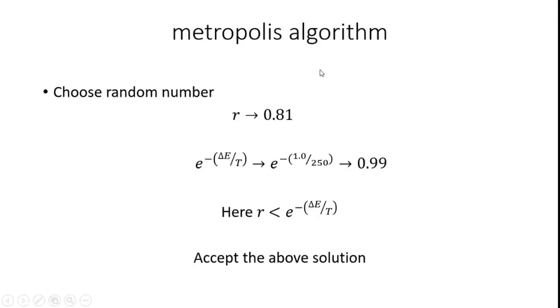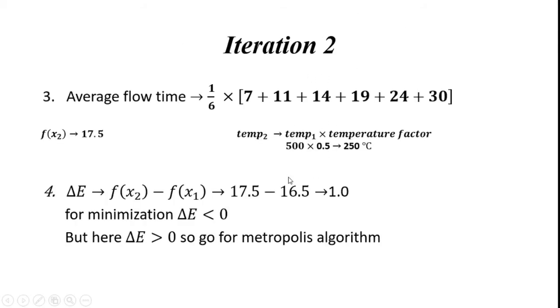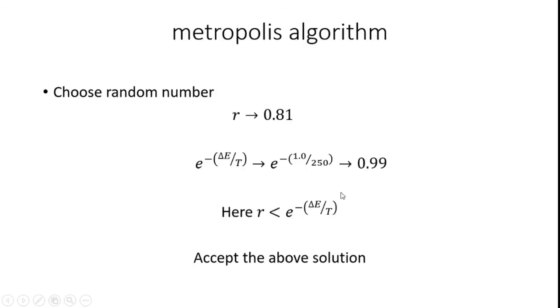What is the Metropolis algorithm? Initially, choose a random number between 0 and 1. The initial random number I got is 0.81. The generalized formula for the Metropolis algorithm is e power minus delta E by T. Here delta E is the energy collected from the iteration, and T is the temperature I considered for this exact iteration. Here the delta E for this respective iteration is 1. I substitute the value for delta E as 1.